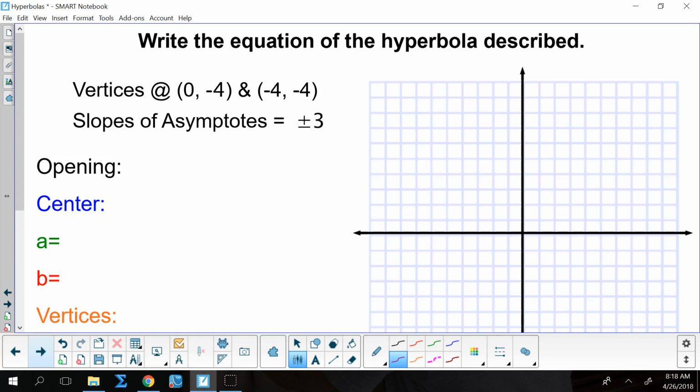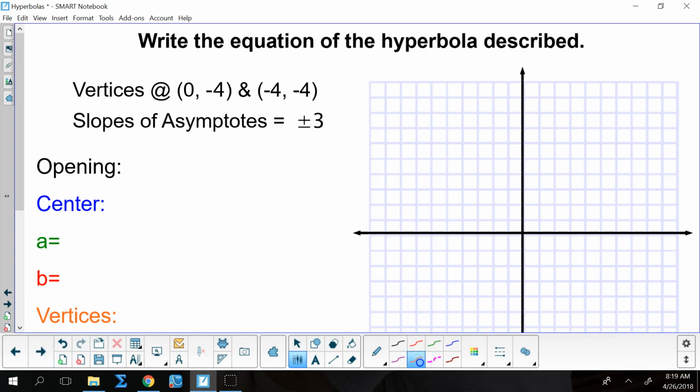Okay, so now we're going to go in reverse. We need to write an equation of the hyperbola that is described. We did this with circles, parabolas, and ellipses. We use the same kind of techniques going in reverse. So I would probably just sketch it out. I have the graph paper here, but you don't necessarily need it, but if you have it, that's fine.